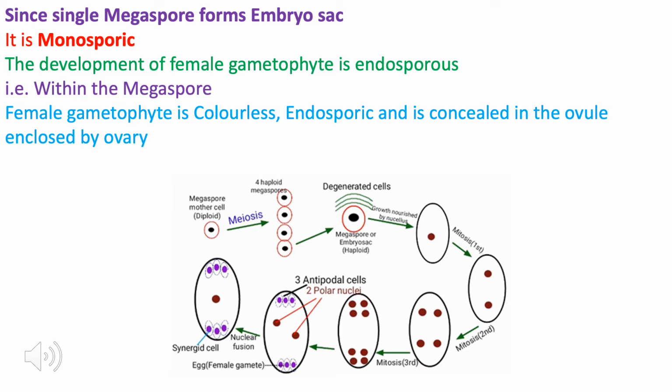So from each pole, one nucleus migrates towards the center, where they form 2 polar nuclei, and 3 antipodal cells are formed. The egg, the female gametophyte, is formed, and the synergid cell is formed, and this total structure is known as the embryo sac, and this is the process of formation of the female gametophyte.